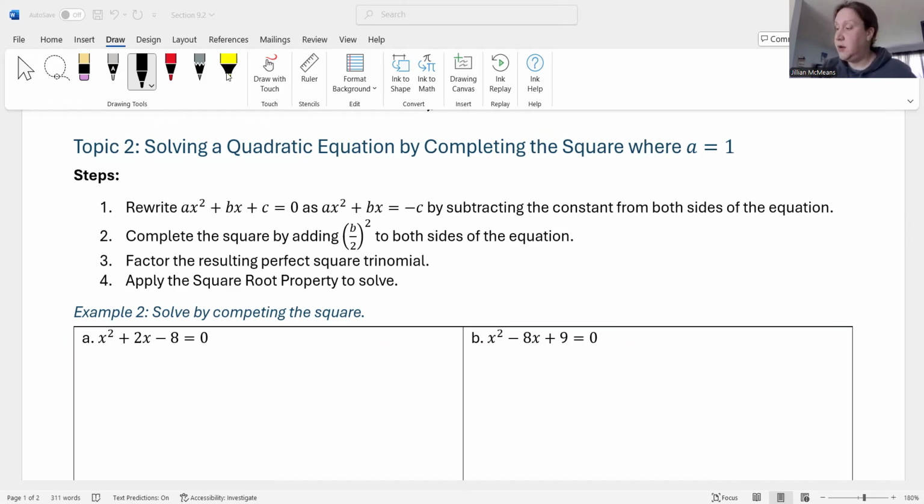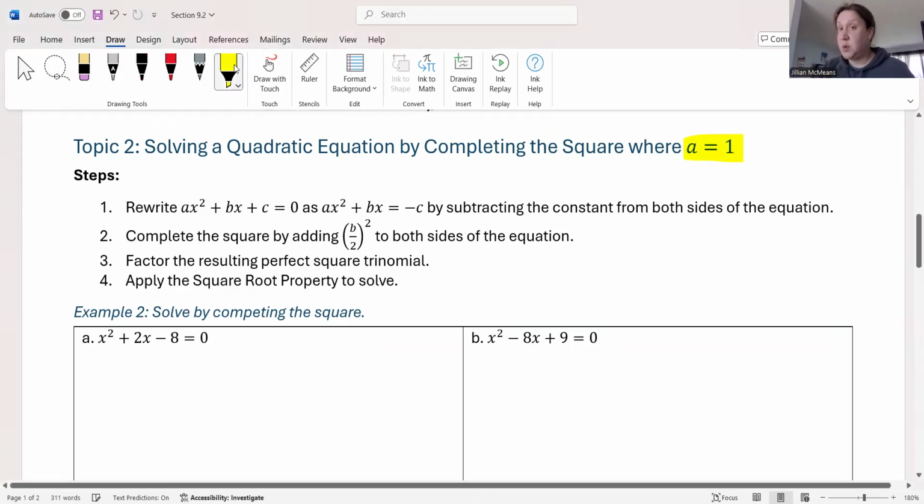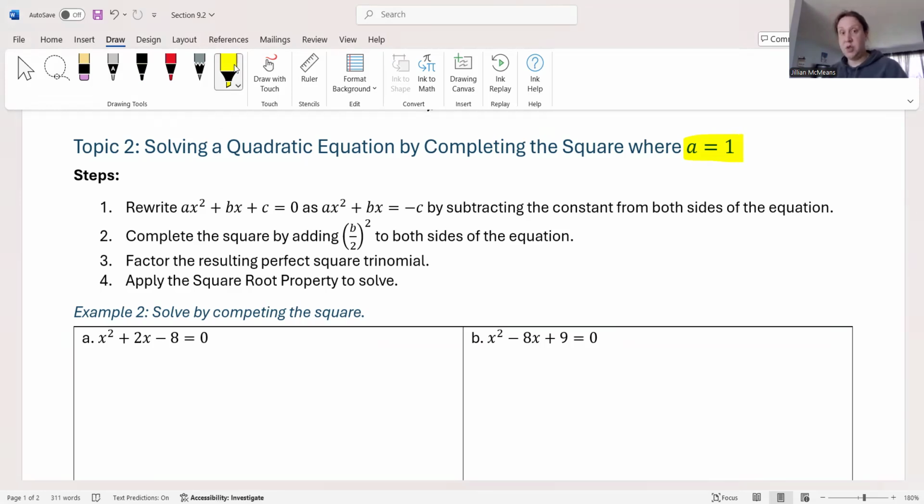The condition here is that a, the coefficient of the square term, is 1. In order to complete the square, a has to be 1. So in these two examples, a is already 1. In the next video, we'll look at what terrible thing is going to happen when a is not 1. And it's not that terrible. It just makes it maybe a little bit messier.